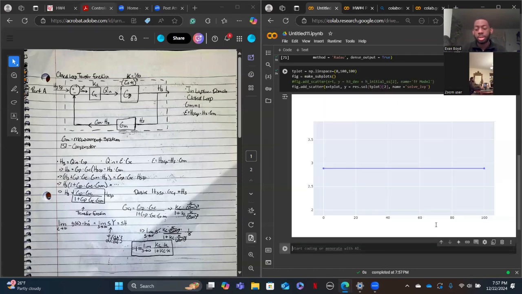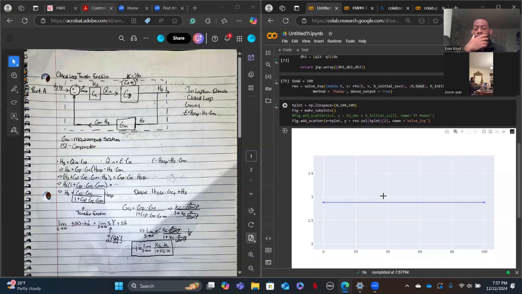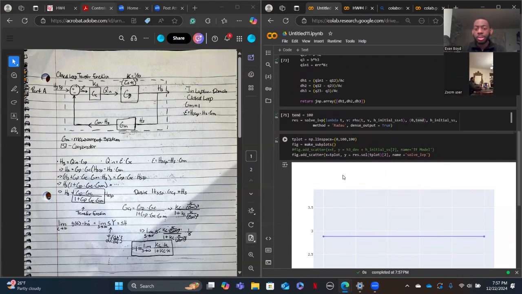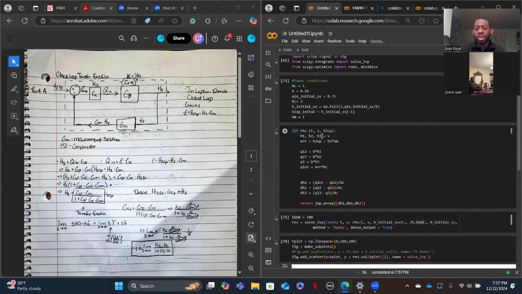Shift enter. That is not correct at all. Interesting. I know there's definitely something wrong. I think it has to do with not really incorporating KC. But I'll be back, and we'll figure out the problem.